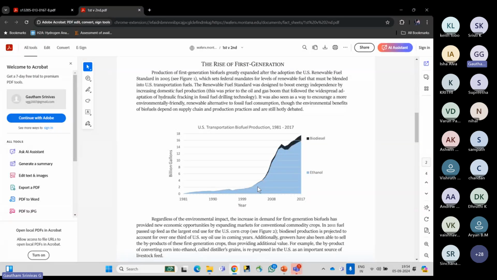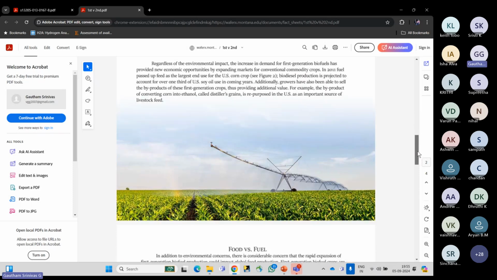During the 1990s, there came this new study on climate change and everything. So now after 2000, the kind of exponential growth that you see here is because of the environmental concerns. It's still dominated by ethanol in the US, and a little bit of biodiesel has been produced since the 2000s, right?